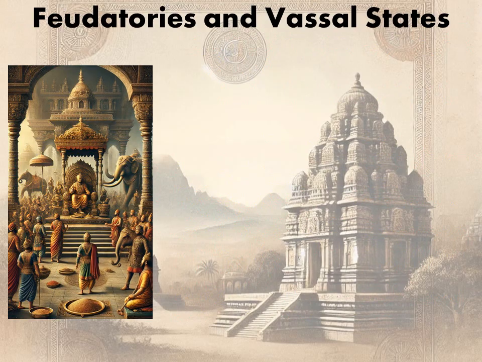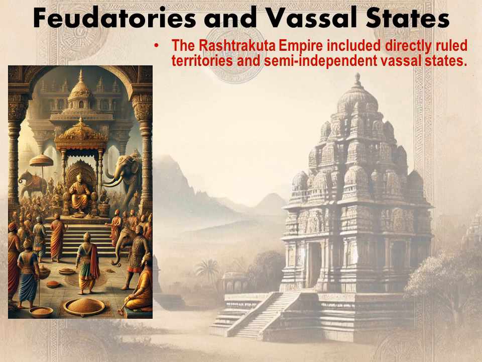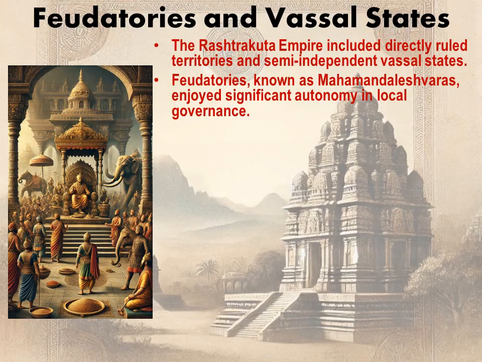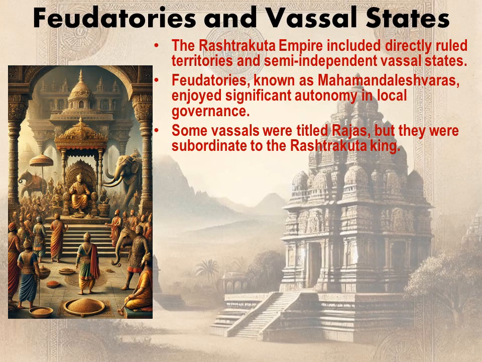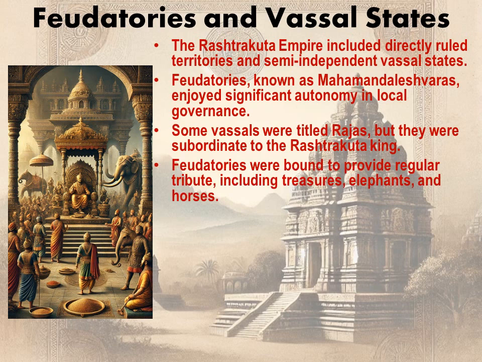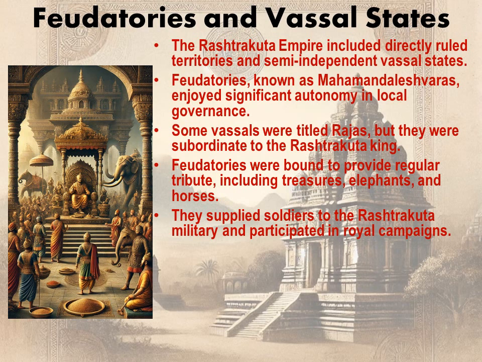Feudatories and vassal states. The Rashtrakuta Empire included directly ruled territories and semi-independent vassal states. Feudatories known as Mahamandaleshwaras enjoyed significant autonomy in local governance. Some vassals were titled Rajas, but they were subordinate to the Rashtrakuta king. Feudatories were bound to provide regular tribute, including treasures, elephants, and horses. They supplied soldiers to the Rashtrakuta military and participated in royal campaigns.